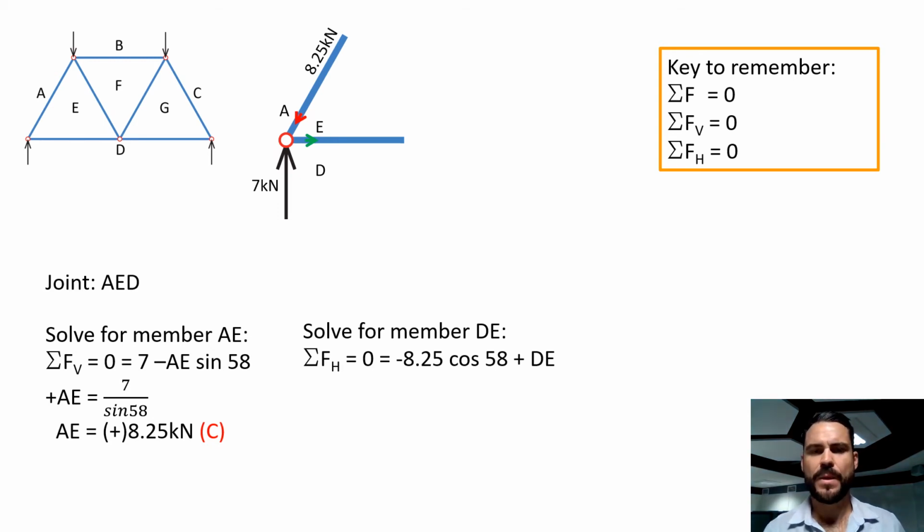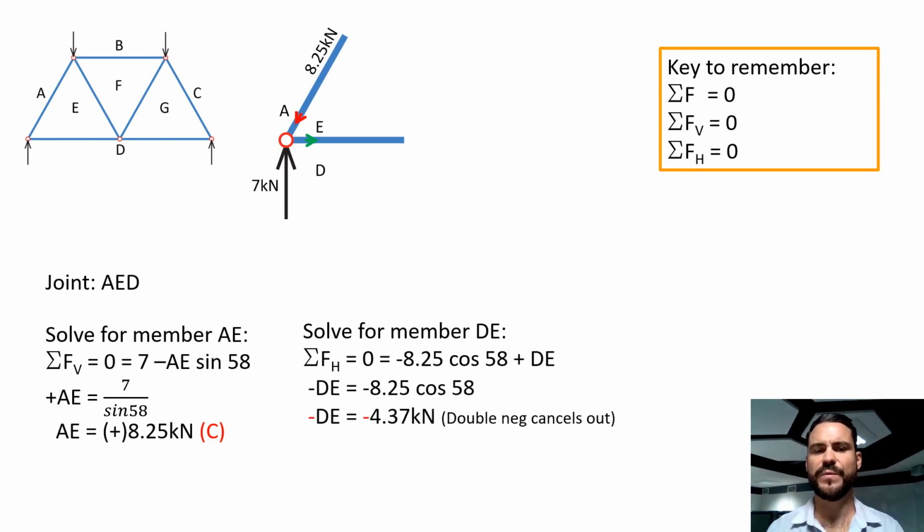Rearranging that one, the positive DE becomes a negative DE. So we can punch that into our calculator now. Negative 8.25 cos 58 equals negative DE equals negative 4.37. Now, when we've got two negatives, the double negative cancels out. So therefore, member DE equals 4.37.